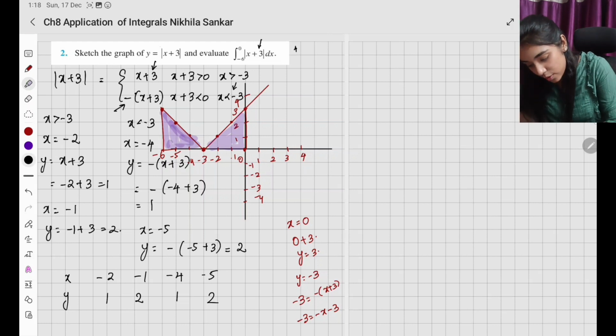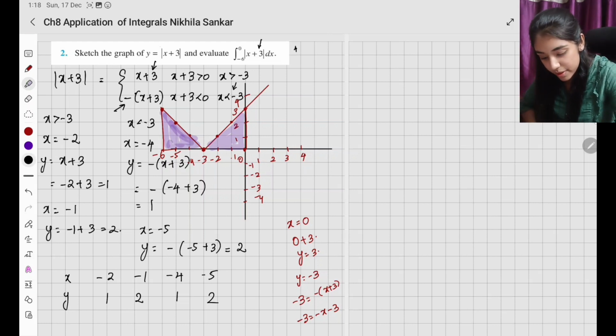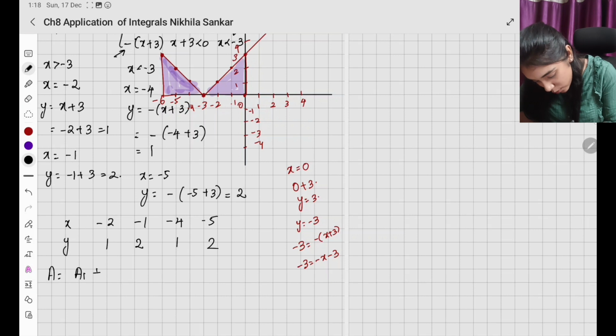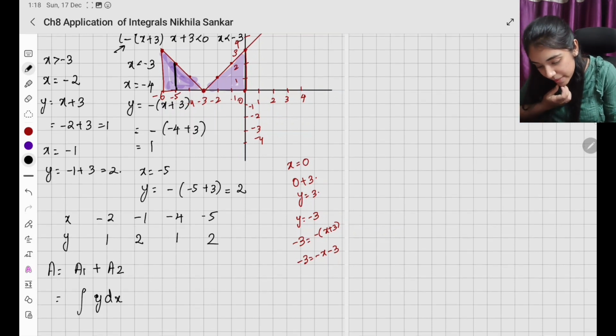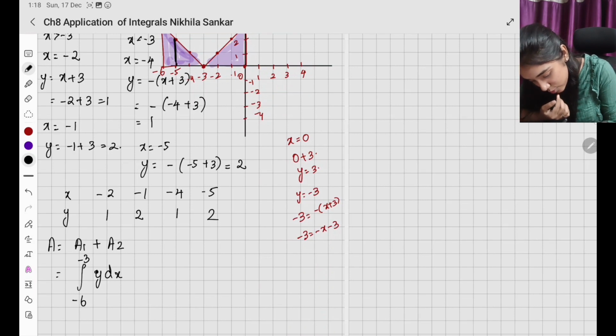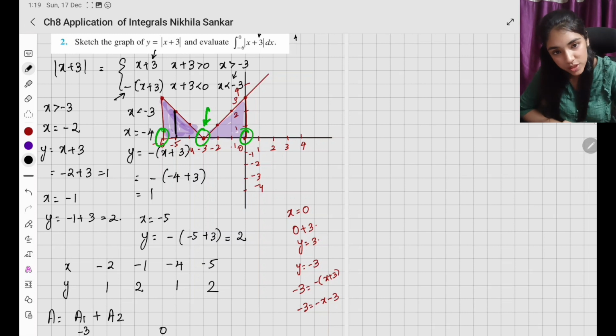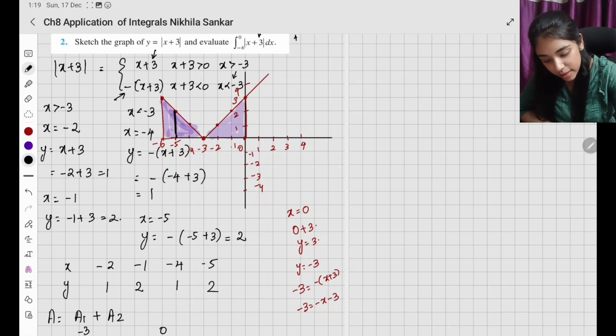Okay? So how does my integral travel? Where does it travel from? It travels from minus 6 to minus 3 and then it again travels from minus 3 to 0. My area is going to be A1 plus A2, wherein I'm going to again take a thin strip. So in that thin strip I have integral y times dx. Same thing. The integral travels from minus 6 to minus 3, plus again minus 3 to 0. So these are the two different limits that I am talking about.